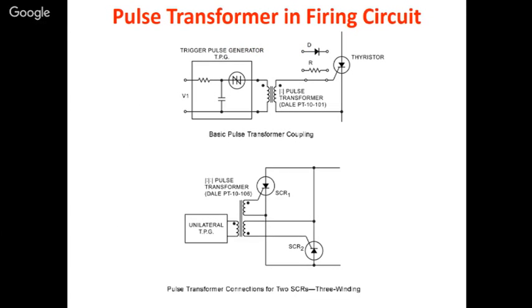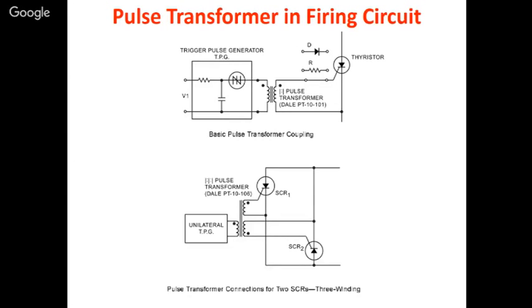Next, a pulse transformer in the firing circuit is mainly for isolation purposes. In power electronics, whenever you're doing the hardware, the very important thing is that there should be isolation between the power circuit and the control circuit. The control circuit is the circuit with which we are going to fire some thyristor or something. That is the control circuit.